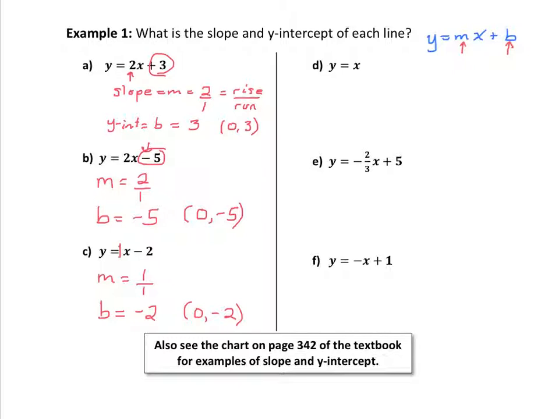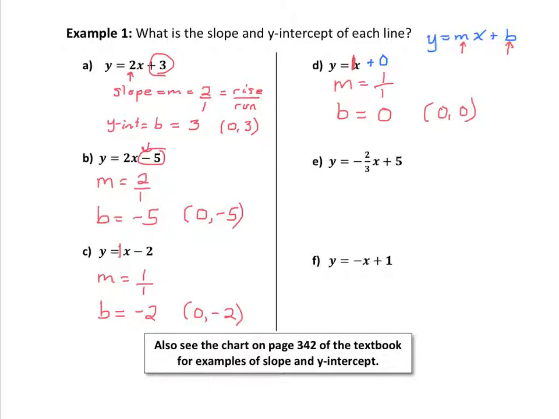In example D, we have y equals x. Again, when there's no number written in front of the x, that still means there's a 1 there. So our slope is still 1, or 1 over 1 for rise over run. And it looks like there's no number written behind the x either. Well, if there's no number written behind the x, what number would you add or subtract to the equation to not actually change the equation? That number would be 0. So be careful, there's still a y-intercept, and that would be at y equals 0, or the coordinates (0, 0).